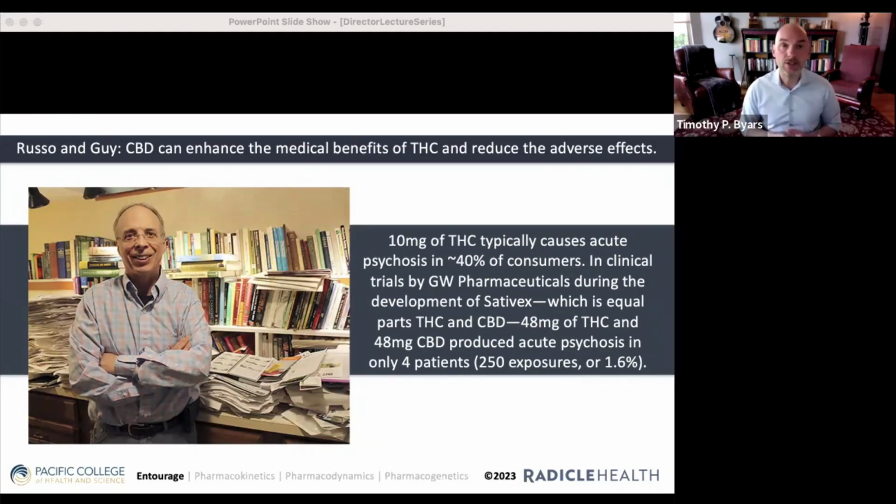And then he pointed to the clinical trials that were conducted by GW Pharmaceuticals when they were developing Sativex. Sativex is an oral mucosal spray. It has equal parts THC and CBD. During their clinical trials, 48 milligrams of THC was administered with equal amounts of CBD, and it produced acute psychosis in only 4 patients out of 250 exposures, so about 1.6%. So again, suggesting that there's this effect that's happening when you have multiple compounds.